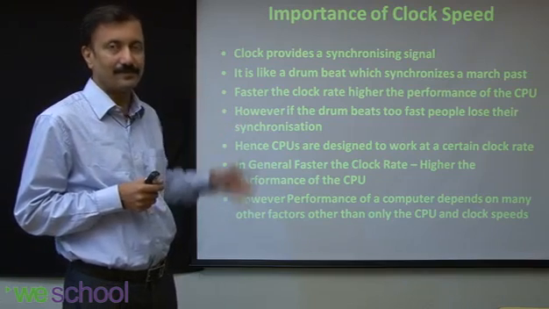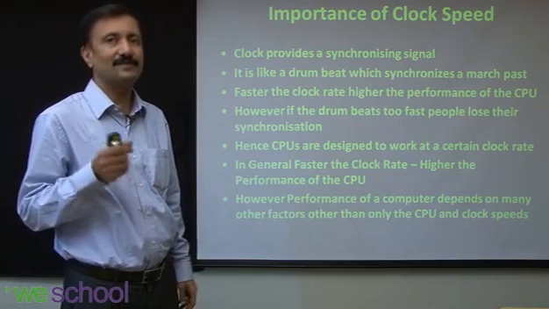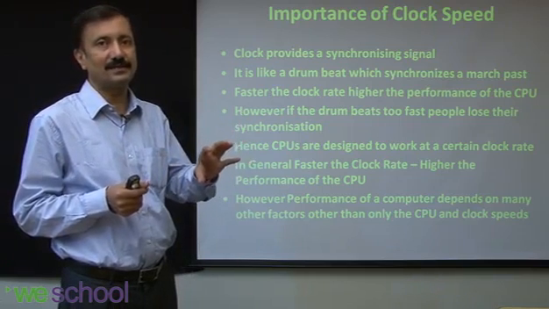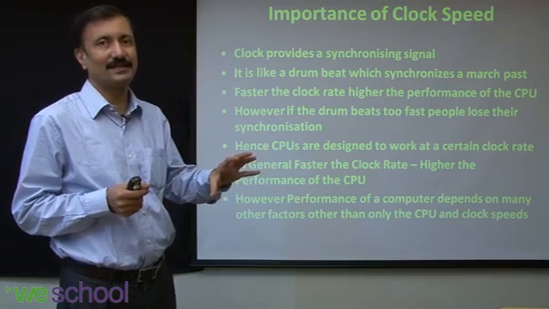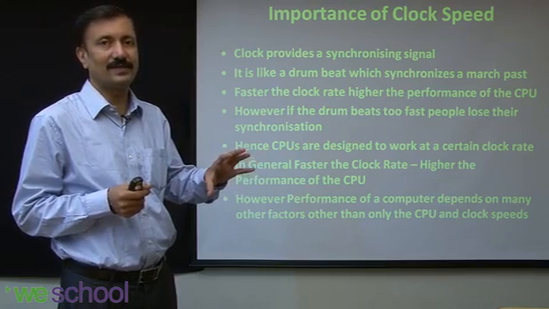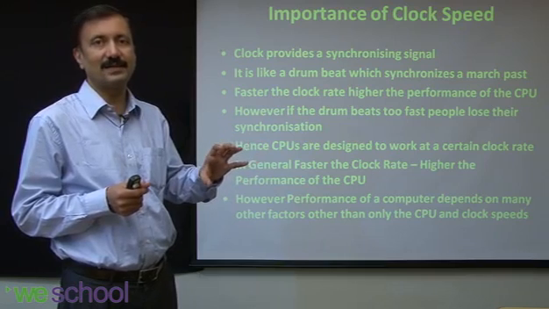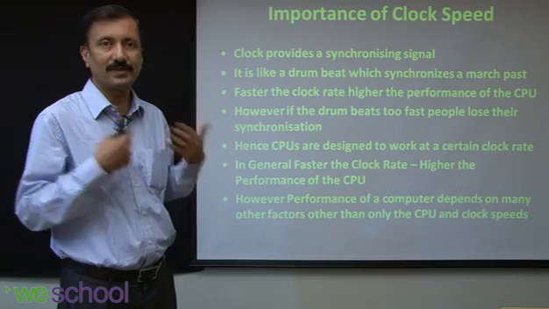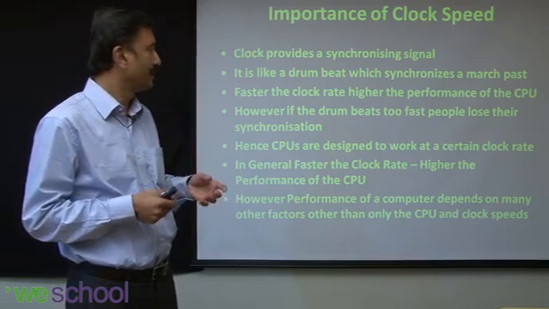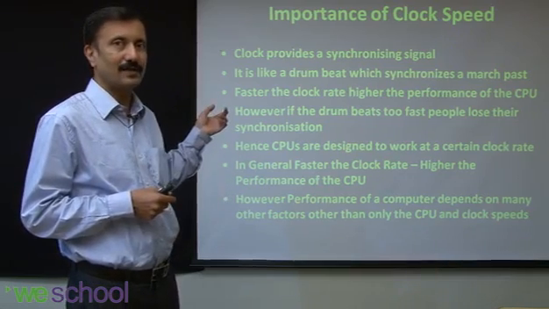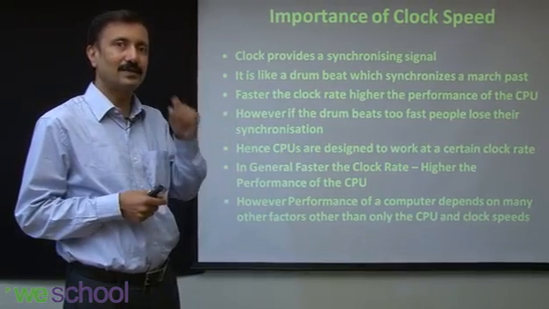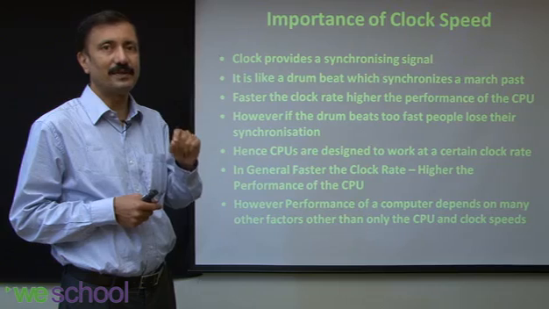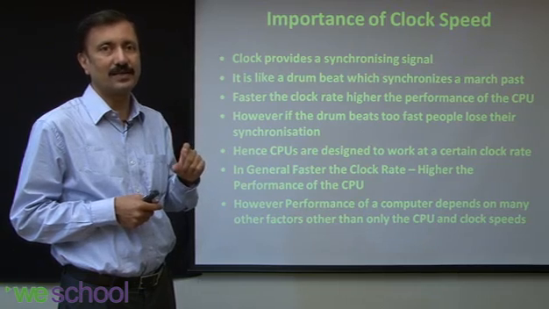Obviously there's a problem here. If you keep drumming faster and faster, the people walking in synchronization lose their synchronization. Somebody is lifting his left leg and somebody is lifting his right leg because the drum is just beating too fast and they are not able to keep up with it. It implies, therefore, that every processor is designed to work at a certain clock rate, and that's the maximum rated speed at which the CPU can work.